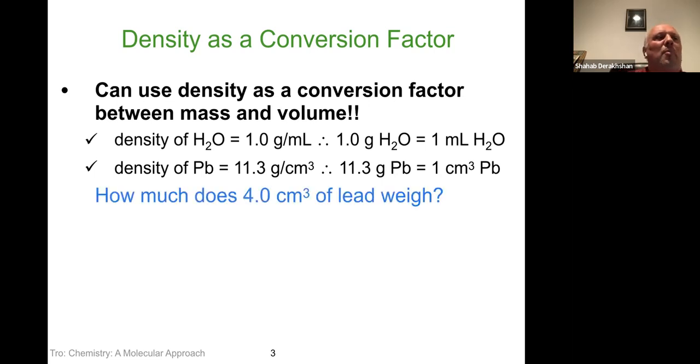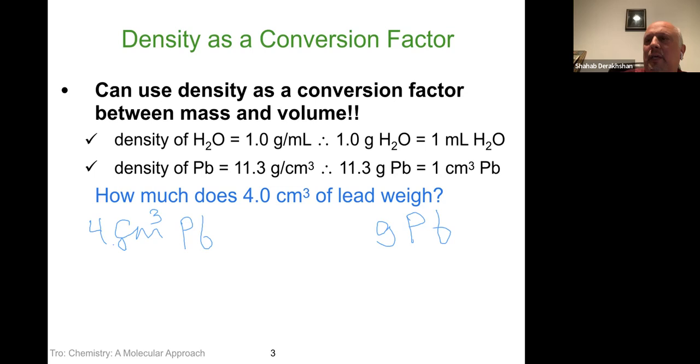Now, if someone asks you how much does 4 cubic centimeter of lead weigh, your known is 4 cubic centimeter lead. Your unknown is grams of lead. And you know the tool that relates cubic volume to mass is density. So you use this tool.